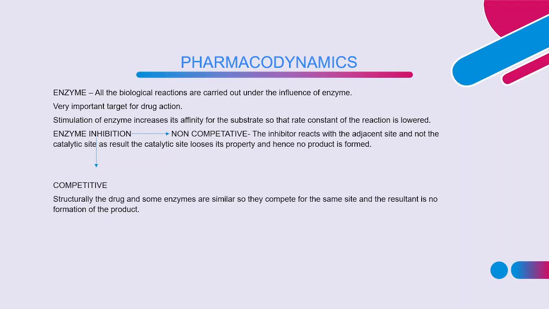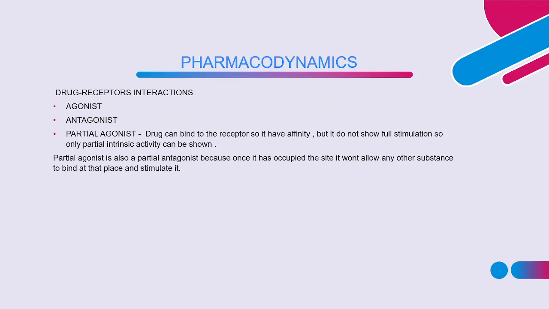Whereas in the case of non-competitive, the drug does not necessarily have to go to the particular site and combine, but it can also combine to an adjacent site. The drug goes and combines to the adjacent site. It makes some changes in the receptor, and the catalytic site loses its property. As a result, again, no product is formed, or the desired effect which was supposed to happen does not happen. So this is enzyme inhibition in simple words.